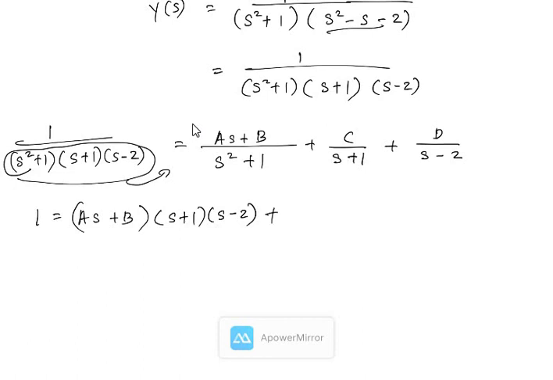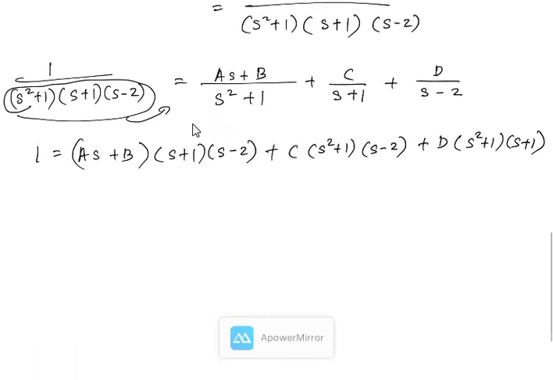And then plus c, we can cancel out the s plus 1. So we left c, s squared plus 1, and then s minus 2. And then plus d, we can cancel out the s minus 2, and we left s squared plus 1, s plus 1. Then we assume s equal to minus 1. Okay, we assume s equal to minus 1, then what can we get?